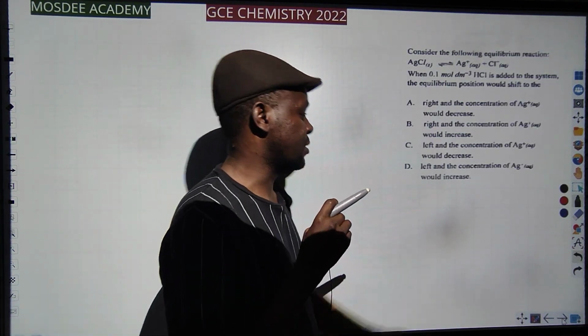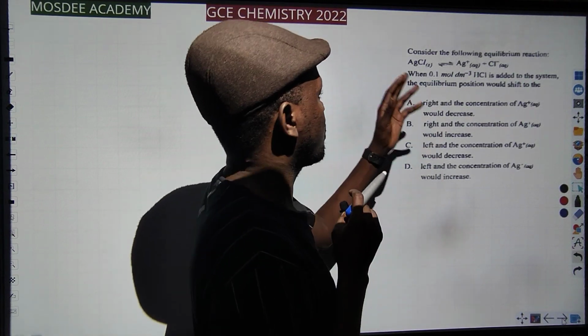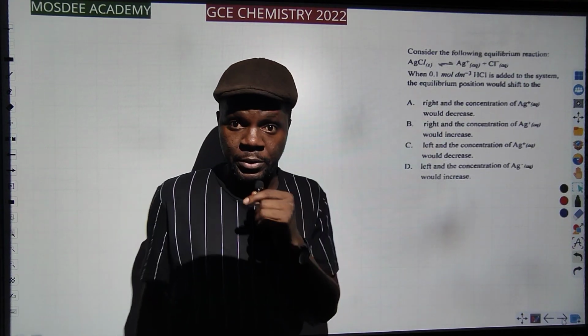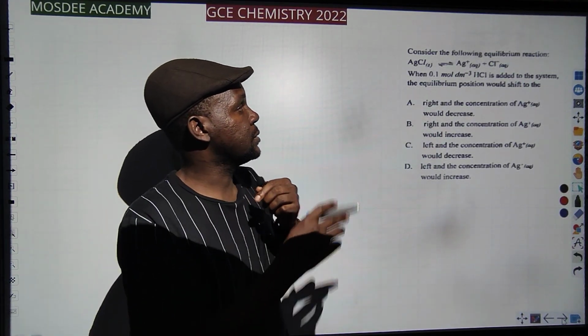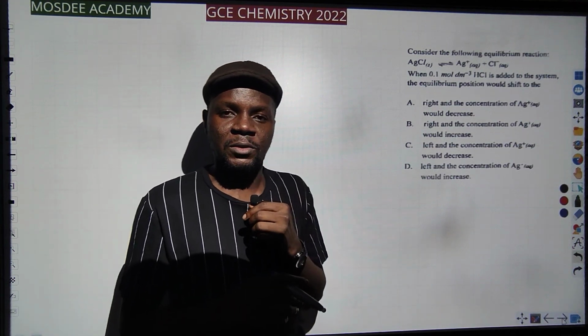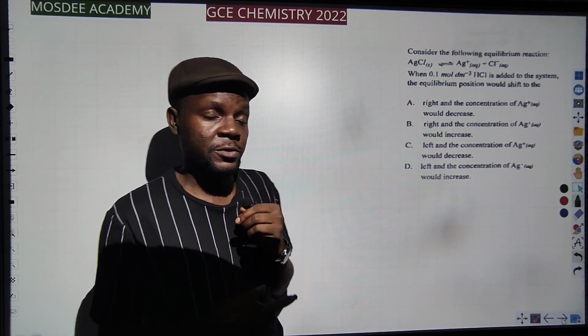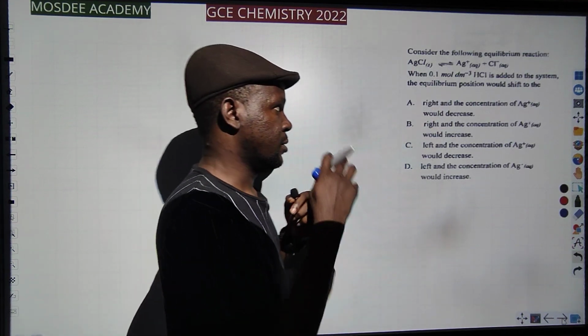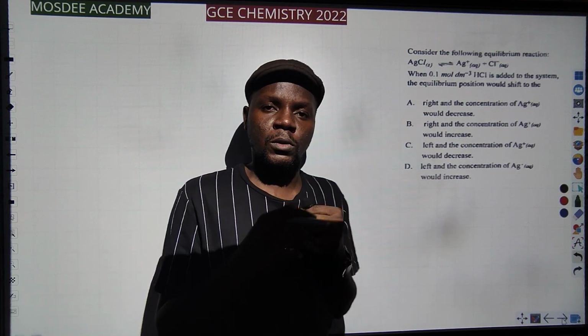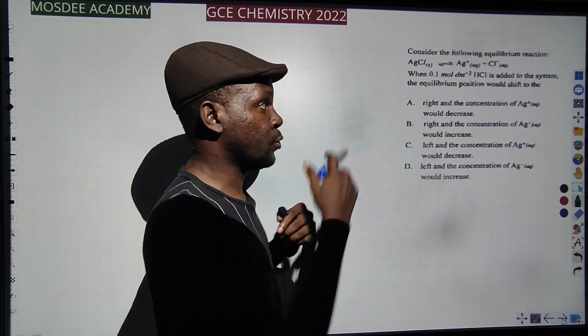Now, the next question, I think question 5. Consider the following equilibrium reaction: solid silver chloride salt is dissociated or ionized to give silver ion, aqueous, plus chloride ion, which is also aqueous.